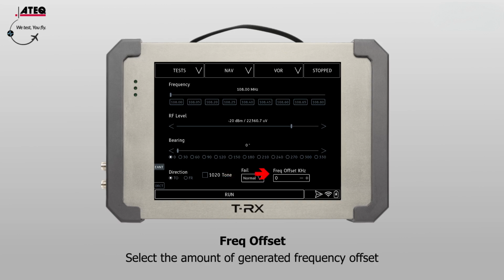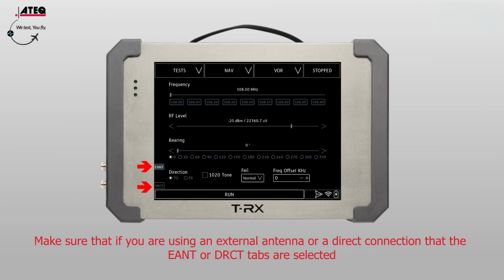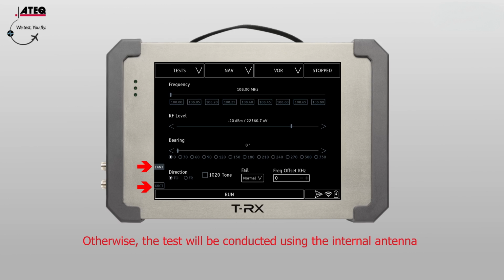Select the amount of generated frequency offset. This can be used to perform selectivity testing. Make sure that if you are using an external antenna or a direct connection that the EANT or DRCT tabs are selected. Otherwise, the test will be conducted using the internal antenna.